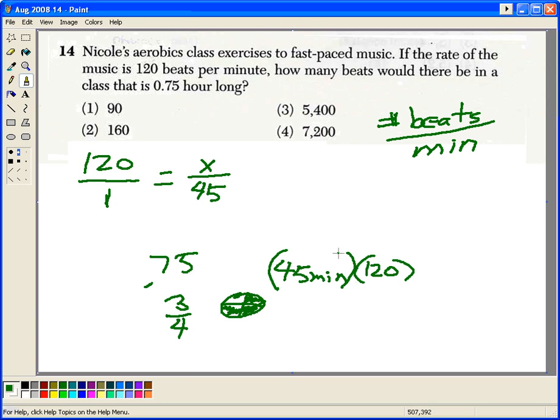So I'm going to get the same answer in my cross multiplication as I would if I just multiply these two numbers together, which is 5,400 beats in 3/4 of an hour. My answer for question number 14 turns out to be number 3.